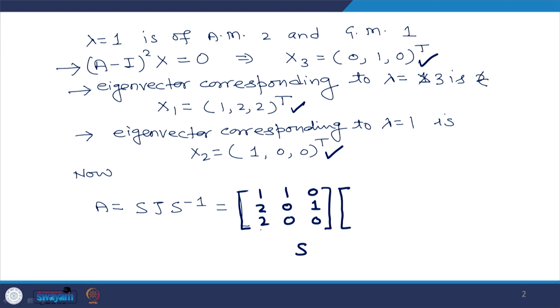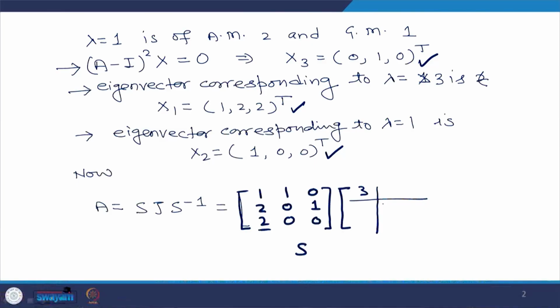You have written the eigenvector corresponding to lambda equals 3 in the first column. So, you write the Jordan block corresponding to lambda equals 3 here. One algebraic multiplicity, one geometric multiplicity, so it will be one Jordan block of size 1, that is this one. Now, corresponding to lambda equals 1, the algebraic multiplicity is 2, while the geometric multiplicity is 1. So, a Jordan block of size 2.